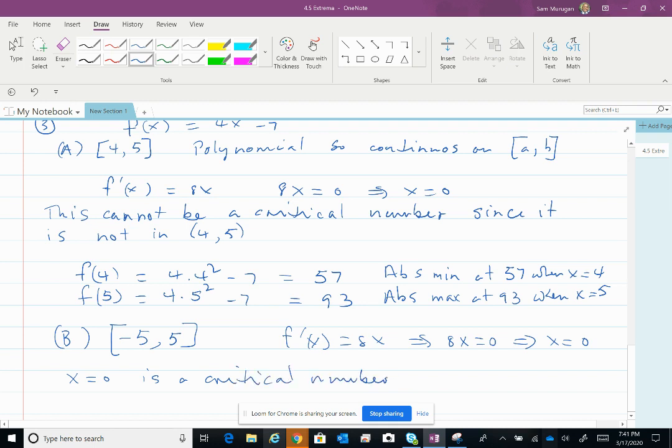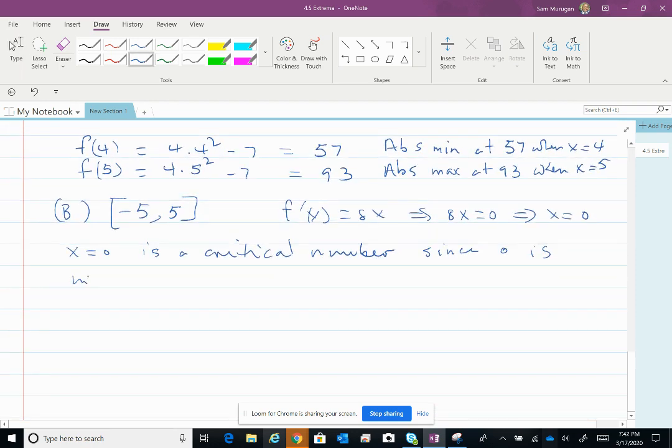And it's a critical number because 0 is located between -5 and +5. Since 0 is in the open interval -5 to +5, remember, we're not talking about endpoints here. So we have to test 3 things.